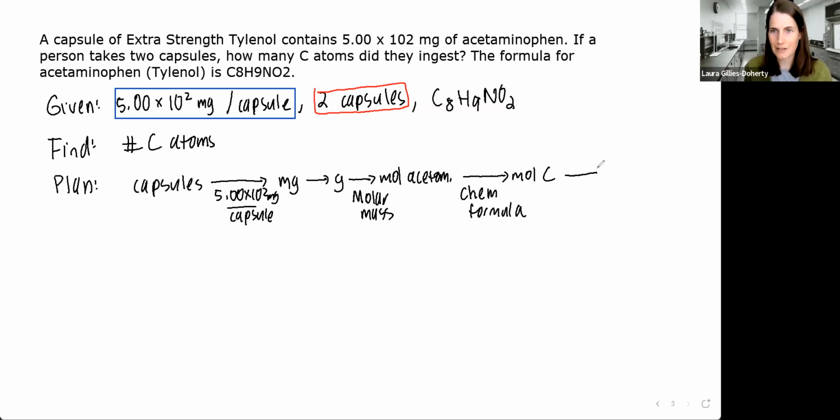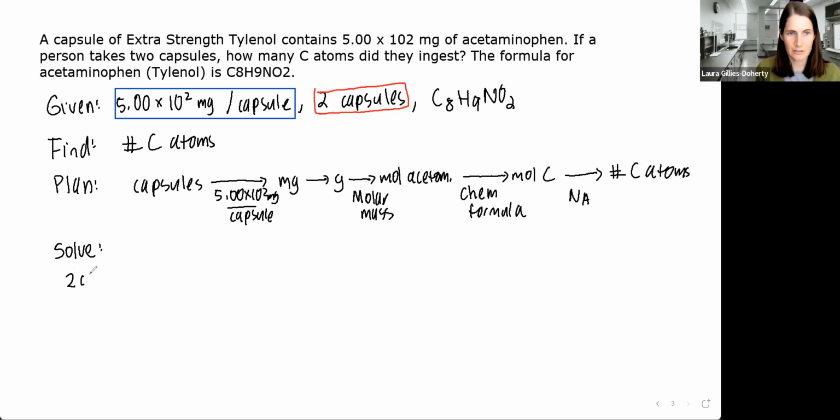And our last step, once we have moles of carbon, is to get to the number of carbon atoms using Avogadro's number. So we've got a 1, 2, 3, 4, 5-step conversion here. So let's start solving it out. We're given 2 capsules. That's going to be our starting point, 2 capsules.